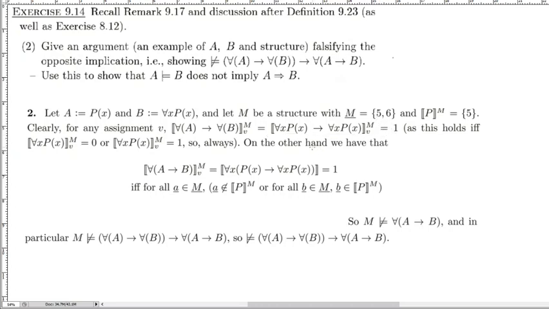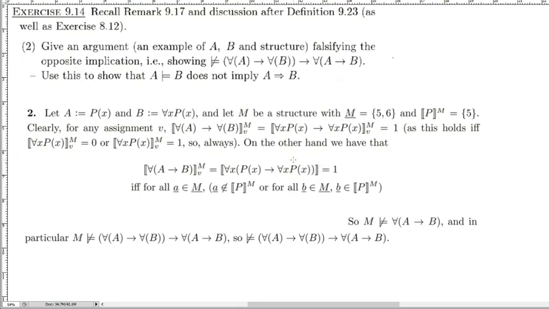On the other hand, if the consequent is supposed to be true too, this means that for all A implies B under M and V, which if we put in the definitions of A and B becomes for all x, brackets P(x) implies for all x P(x). So this quantifier covers all of this, but this quantifier covers just this P(x) here. And remember that this quantifier doesn't touch the one inside here.